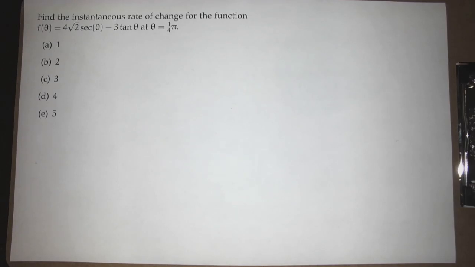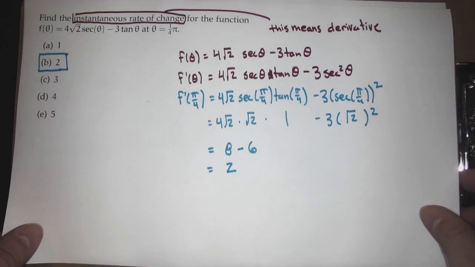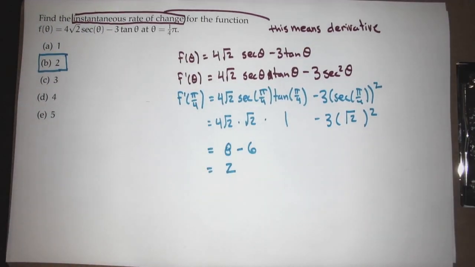Find the instantaneous rate of change for the function f of theta equals 4 root 2 secant theta minus 3 tangent theta at the location theta equals pi over 4. And we're given some options, 1, 2, 3, 4, or 5. The answer is B, 2. All right. Now, instantaneous rate of change.